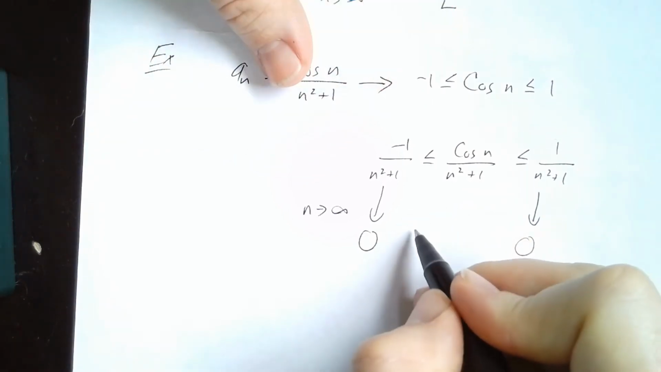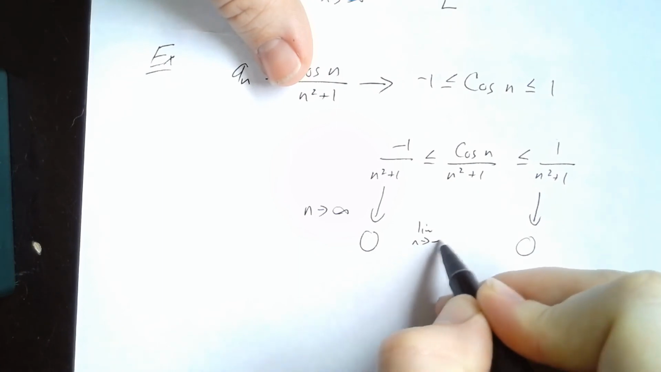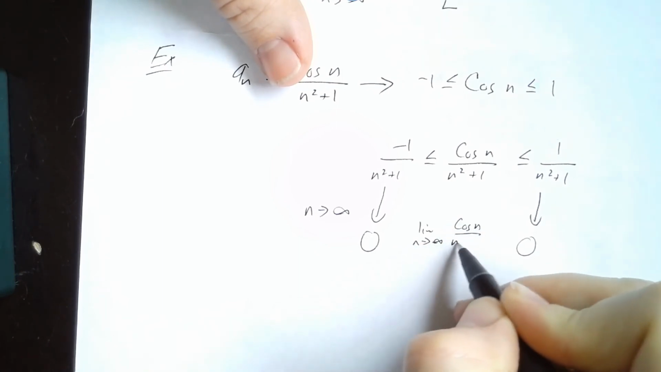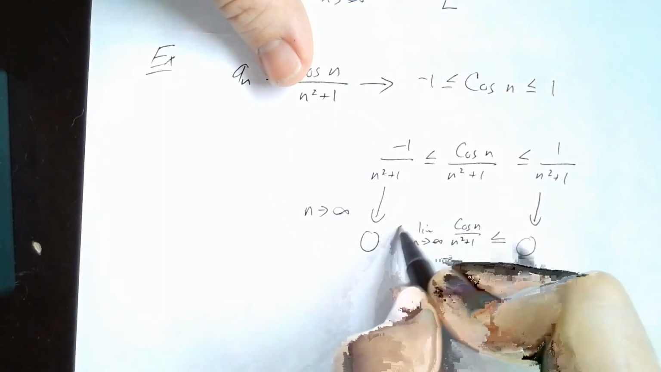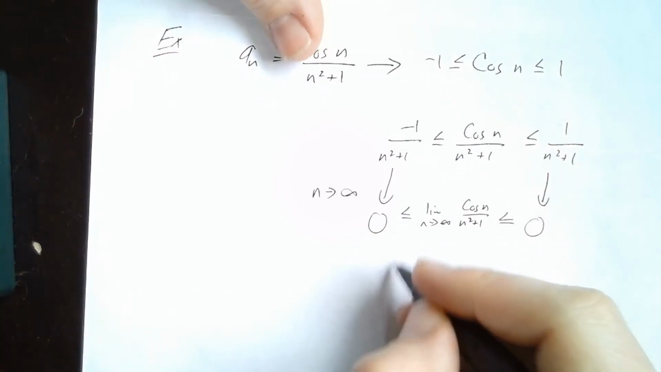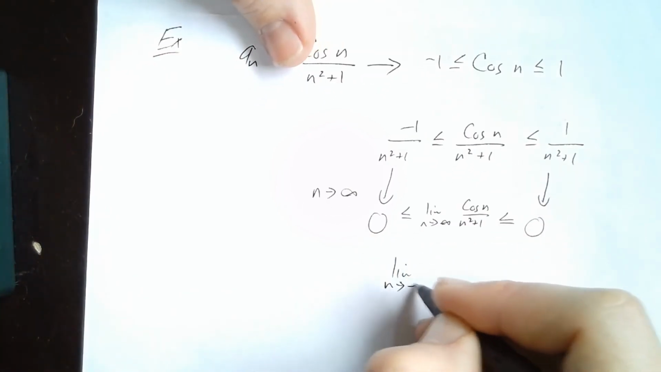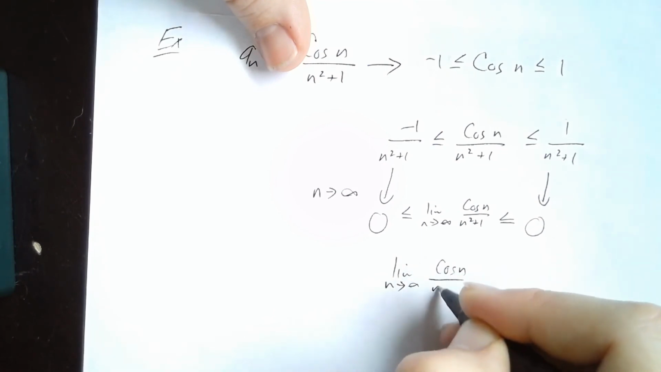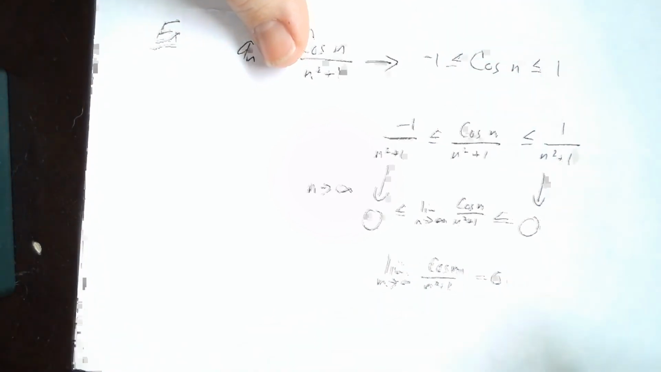And therefore, the limit as n goes to infinity of the cosine of n divided by n squared plus 1 has to be bounded between 0 and 0, and therefore by the squeeze theorem for sequences, the cosine of n divided by n squared plus 1 will be equal to 0.